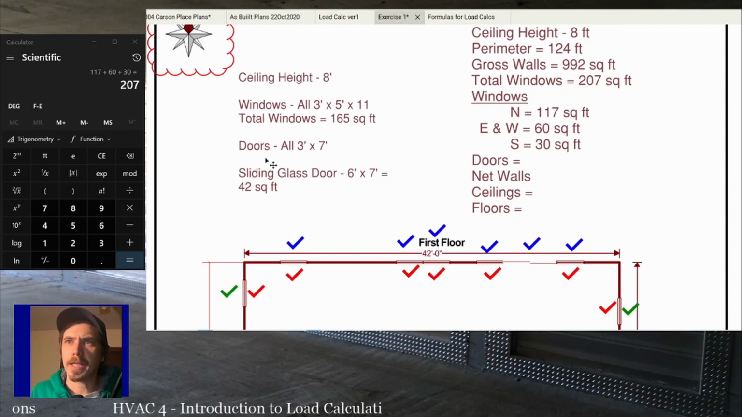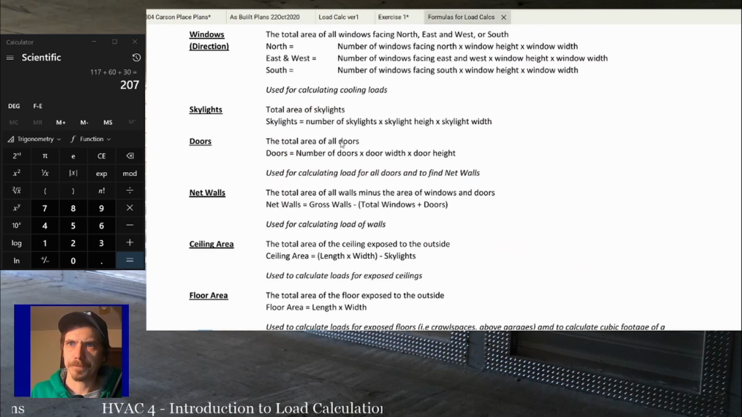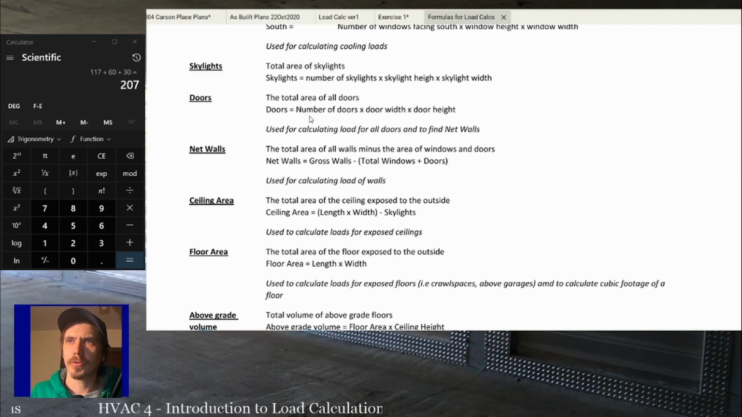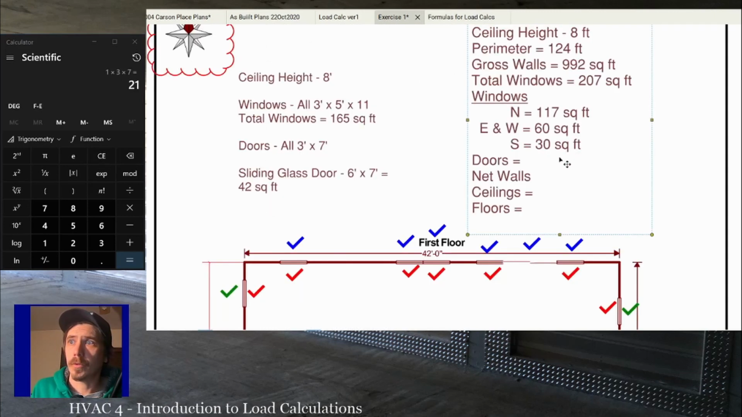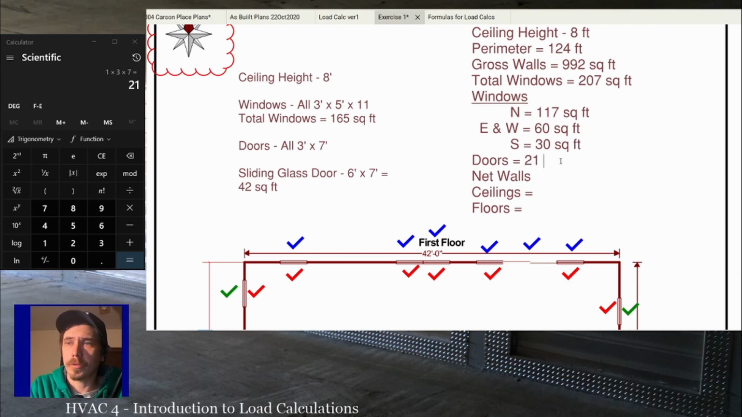I'll always tell you the size of the door. All the doors are 3 foot by 7 foot. So 1 times 3 times 7, right? Door area equals the number of doors times door width times door height. You shouldn't have to input 1, but we'll do it anyway. 1 times 3 times 7 is 21. Do that one more time. 1 times 3 times 7 is 21. So we will have the area of our doors, 21 square feet.